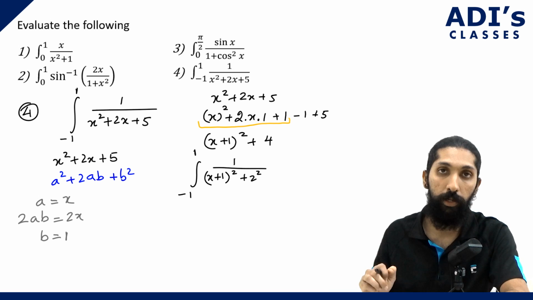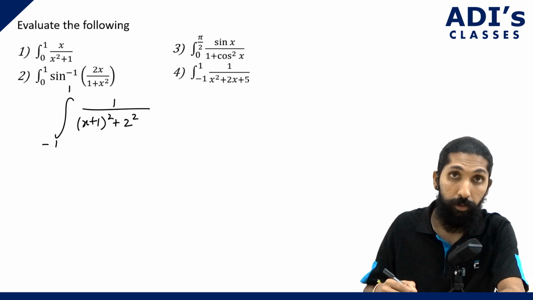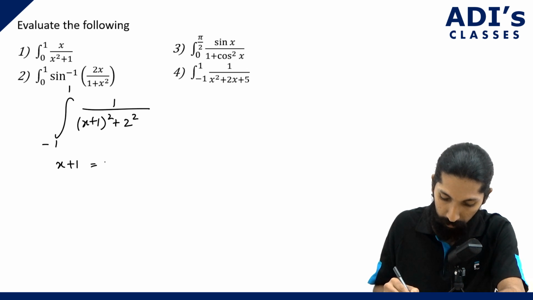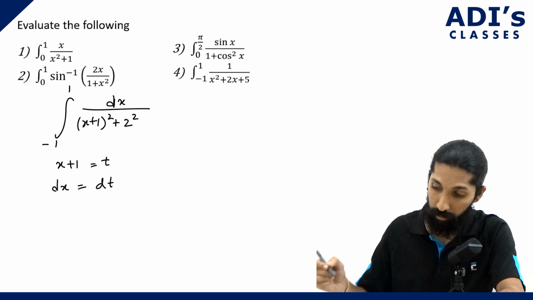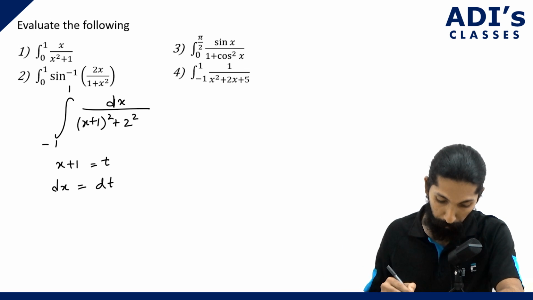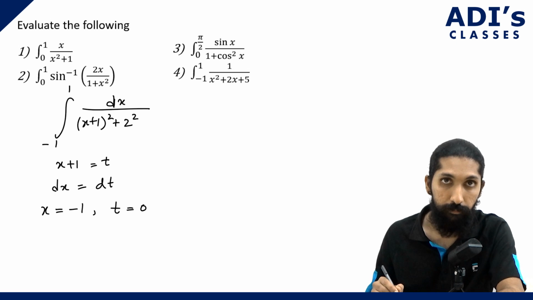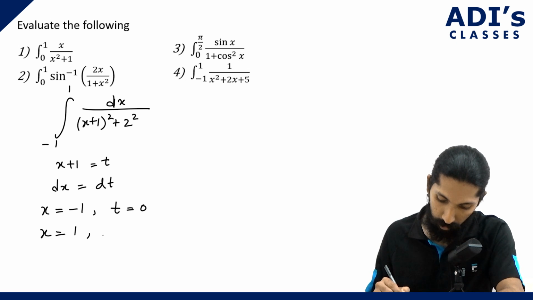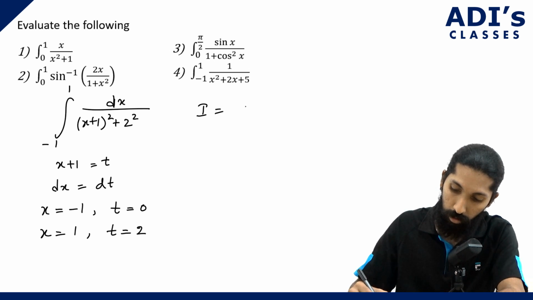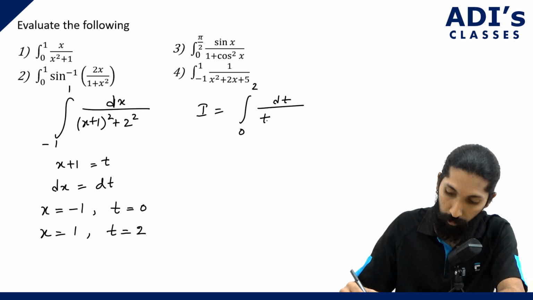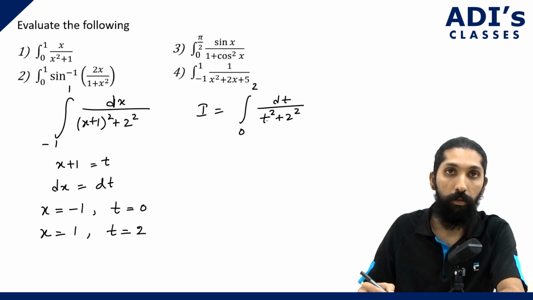Now we have to integrate this one, right? Now what do we do? Substitute. Take x plus 1 as t. So dx is equal to dt. Basically the numerator is dx, isn't it? Now let's do the substitution of the limit also. Suppose if x is equal to -1, then t is 0, right? Suppose if x is equal to 1, then t is equal to 2, right? So the integral changes from 0 to 2 dt divided by t square plus 2 square, correct?